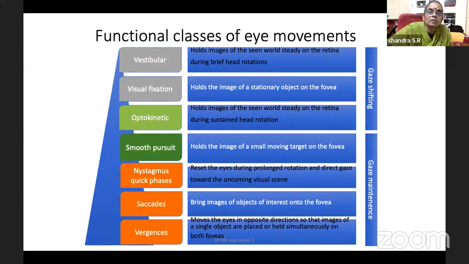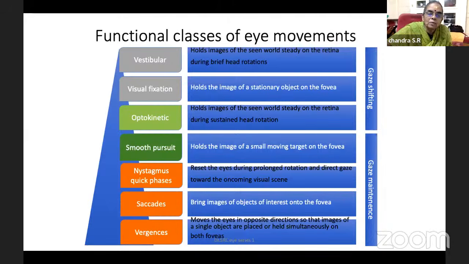And visual fixation holds the image of a stationary object on the fovea. So vestibular movement is for brief rotation, fixation is for a stationary object, and optokinetic movement holds images of the seen world steadily on the retina during sustained head rotation. During sustained rotation, as I told you, you are moving forward in a bus or train and the environment is moving backward. So there is sustained rotation.